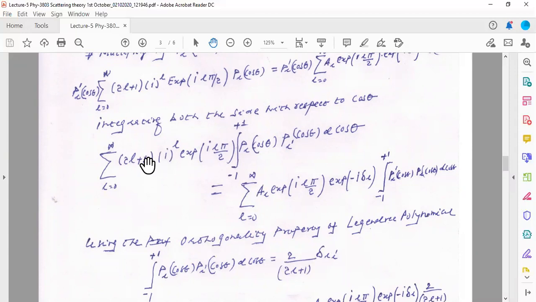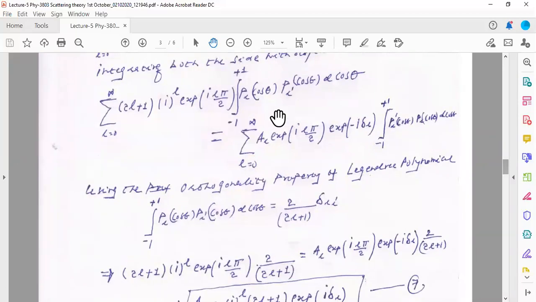So only one term will survive, because these are the possible values of l. All the other terms will disappear, they will vanish, because l is not equal to l'. So the only term that survives is the l equal to l' term. Now we can see this is (2l+1) i to the power of l exponential of i, and this is given by 2 upon (2l+1), because for l equal to l' the delta is 1. So we have got this.